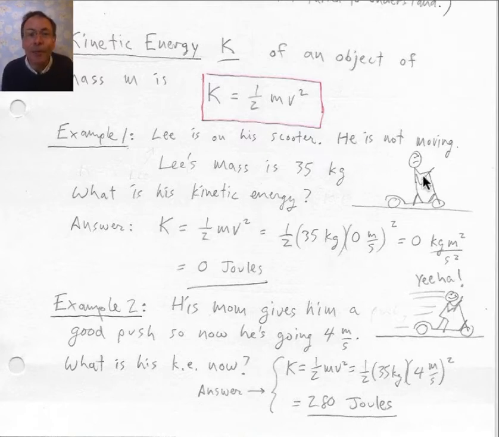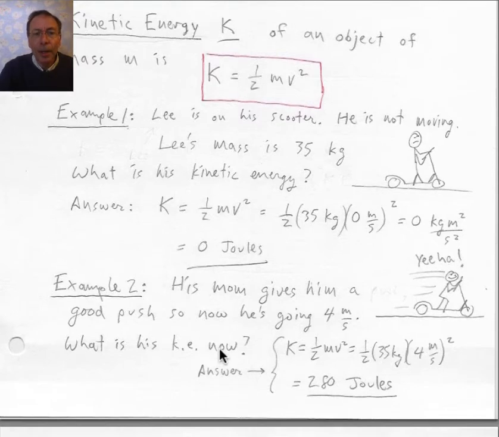So Lee is on his scooter. He's not moving right now. His mass is 35 kilograms. What is his kinetic energy? You're going to use the 1/2 mv squared formula. His mass is the 35 kilograms, and he's not moving, so his speed, his velocity, is 0. So it's going to be 1/2 times 35 times 0 squared. So his energy is 0. We have units, kilogram meter squared per second squared, which is the same thing as joules. So our answer is 0 joules.